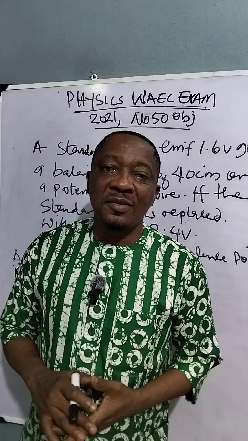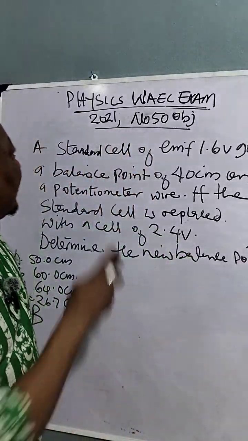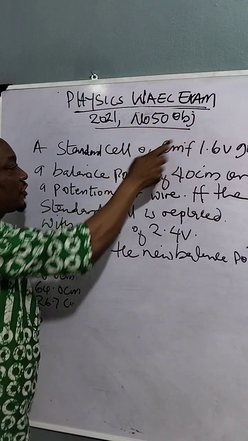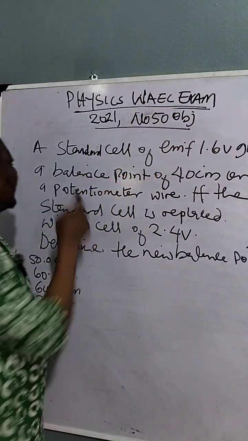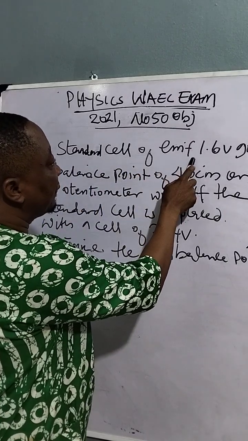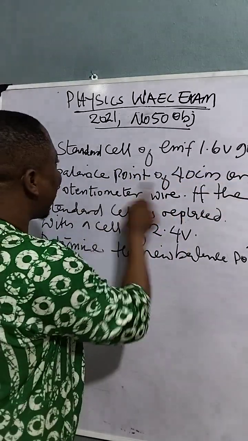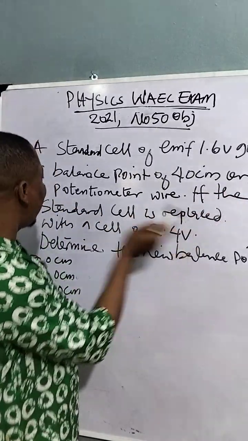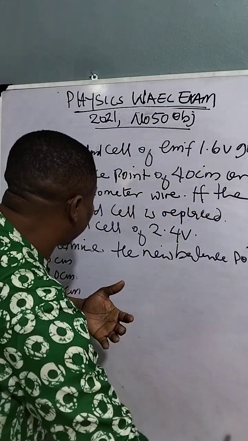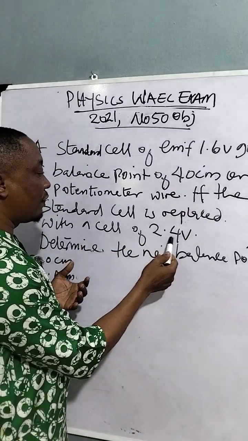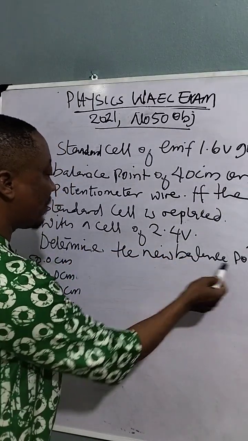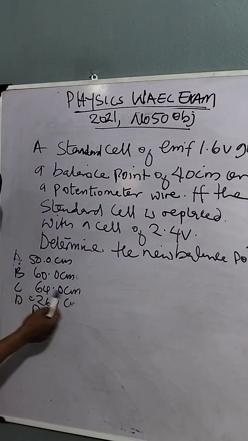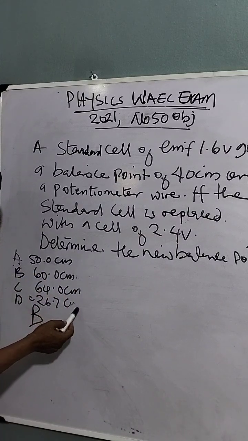In today's lesson, we are going to explore the physics WACE question 2021, number 50 objective. The question goes thus: a standard cell of EMF 1.6 volts gives a balance point of 40 centimeter on a potentiometer wire. If the standard cell is replaced with a cell of 2.4 volts, determine the new balance point. The options are A 50, B 60, C 64, and D 26.7 centimeter.